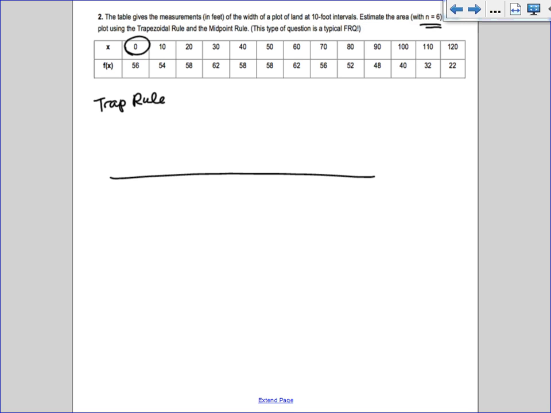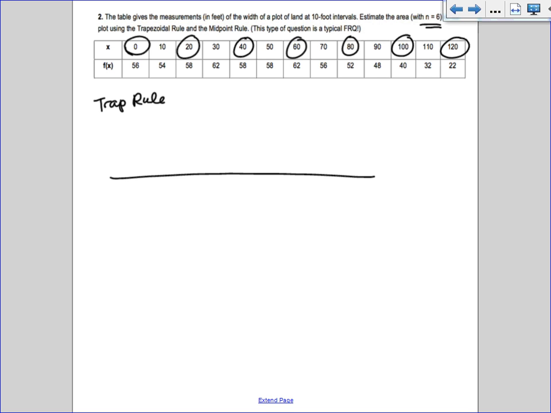Because see how you go from 0 to 120? If you're doing 6 subintervals and you see how they're all evenly spaced, you're going to have to go from 0 to 20. So if I'm doing my trapezoidal rule, I'm actually using 0, 20, 40, 60, 80, 100, and 120. And it looks deceiving because you're like, but there's 7 numbers there. Those 7 numbers create 6 trapezoids.